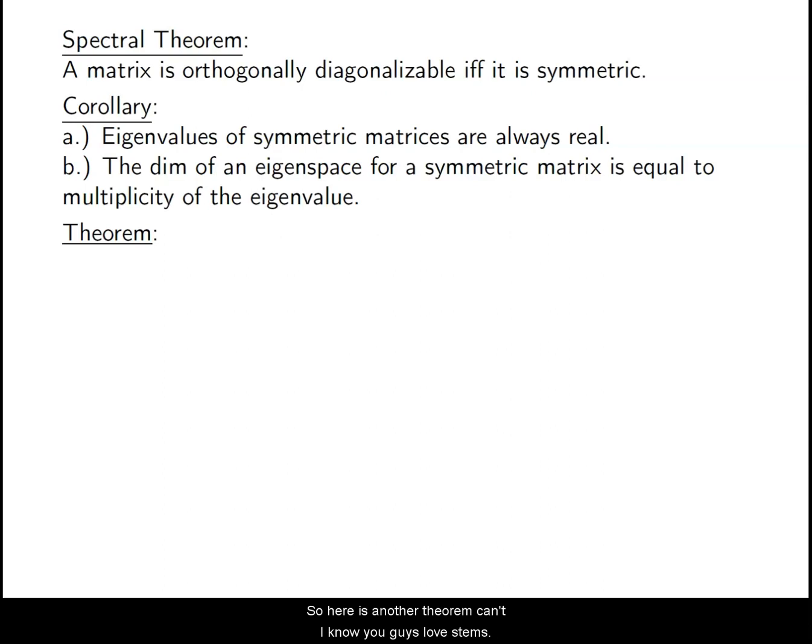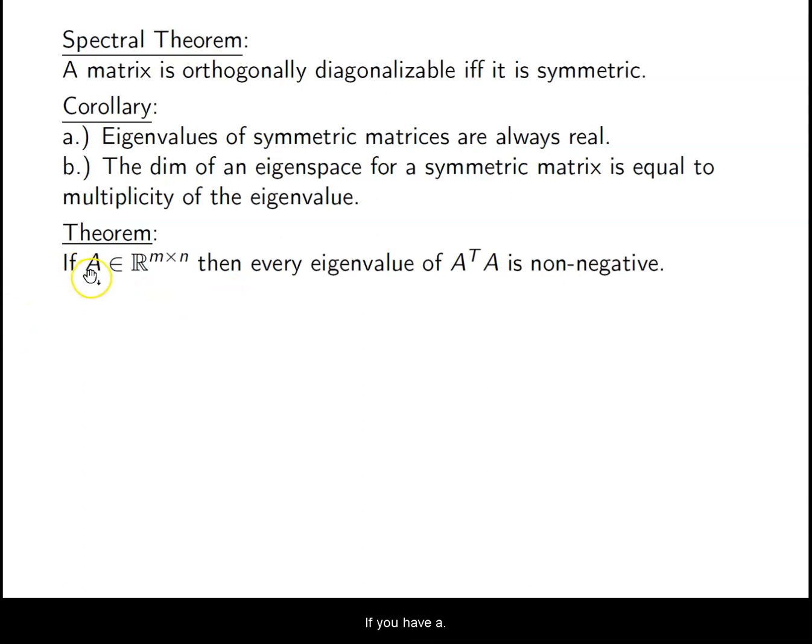Apologies. Okay, so here is another theorem. I know you guys love theorems. If you have a matrix A that is not square, then every eigenvalue of A transpose A is not negative. So again, you're going to have only non-negative eigenvalues from A transpose times A. This is actually a really, really big deal. This is going to allow us to basically diagonalize matrices that are not symmetric, or that are not diagonalizable, right? So let's look at an example for this.